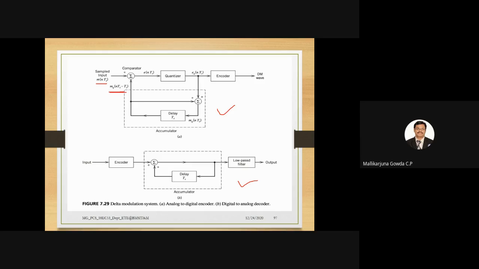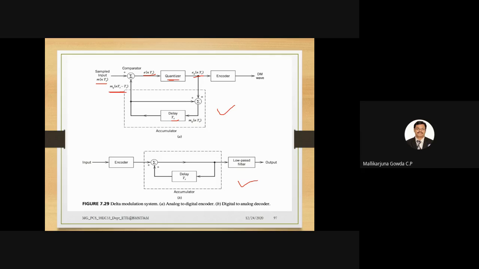This approximated signal will be compared with my original analog input sample. If the difference is positive, it will be incremented by delta. If the difference is negative, it will be decremented by delta. e(nTs) is the difference of these two inputs, m(nTs) minus mq(nTs minus Ts). As I said, it is a one-bit quantizer, so it produces an output of either plus delta or minus delta. eq(nTs) is the output of the quantizer, which is given as input to the delay element.